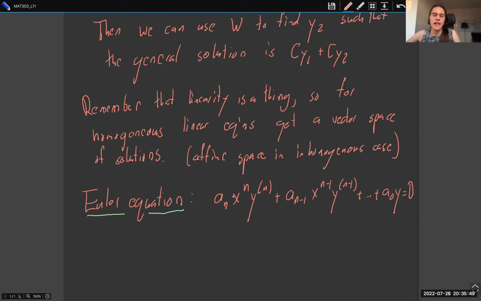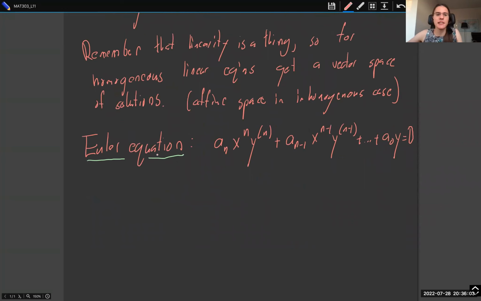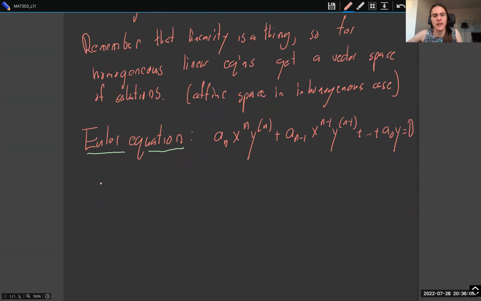So what happens is that you took a basically constant coefficient equation that was linear, and you modified it by adding a power of x to the n to every single coefficient. So now it's no longer a constant coefficient equation. And basically a substitution works here.